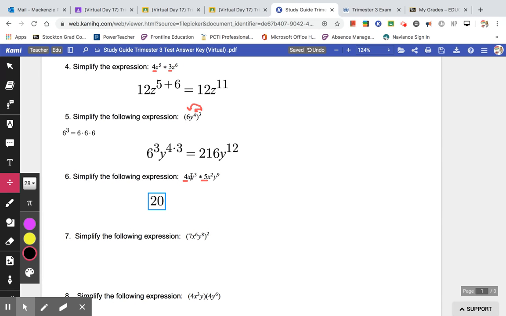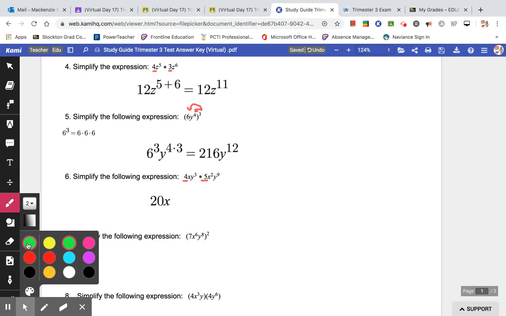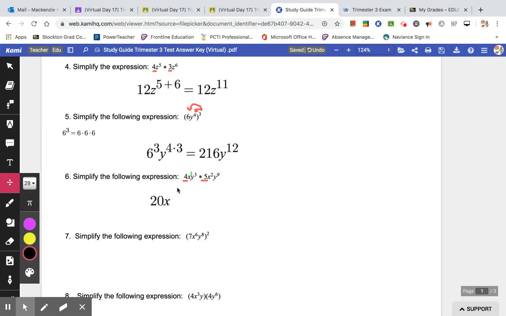Then we take a look and we have two x's here. We have an x here and an x here, so we want to combine those together. So we know that there's nothing on this x right here, so that means just like the question above, that there is a 1 there. And there's a 2 on this x. So with product rule, we are adding. So we're going to add 1 plus 2.